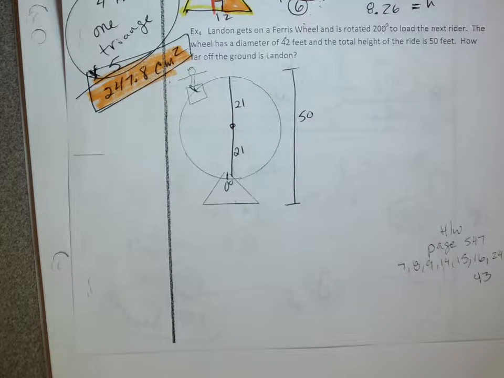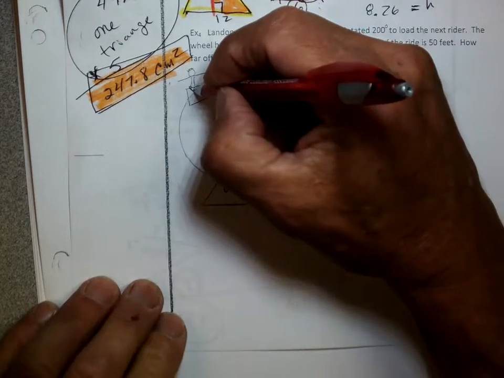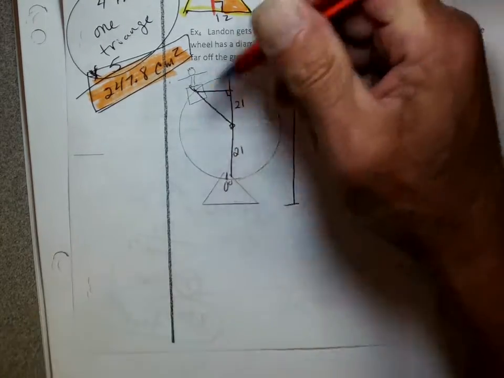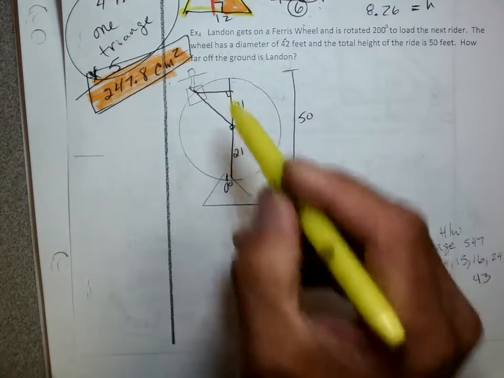So now what we want to do is find a right triangle. We really do want to find a right triangle. So my right triangle is going to be right here. Do you see my right triangle? And let me highlight that. Here's my right triangle, okay?